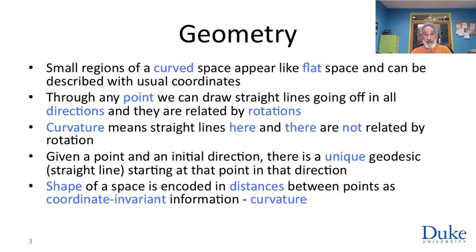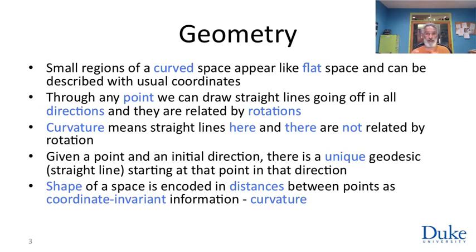On the other hand, the lines that are straight in these local patches, in one little piece of the space, do not look straight as viewed from different positions, and in particular are not related to the straight lines through the first point by rotation. And third, given a point and an initial direction, there is a unique geodesic, the analog in a curved space of a straight line. And we'll see an example of how to do that.